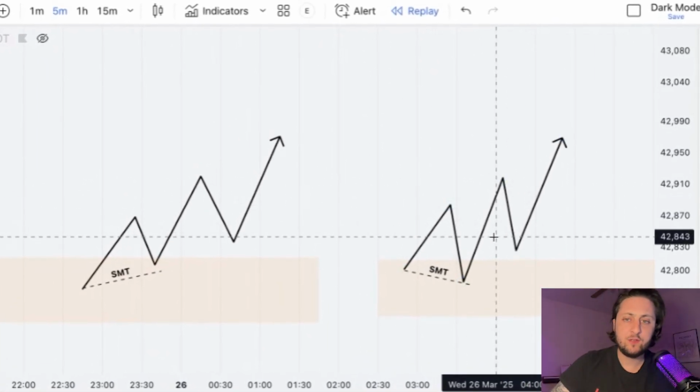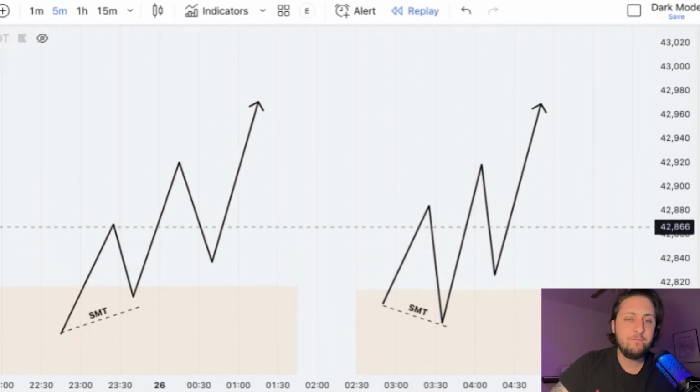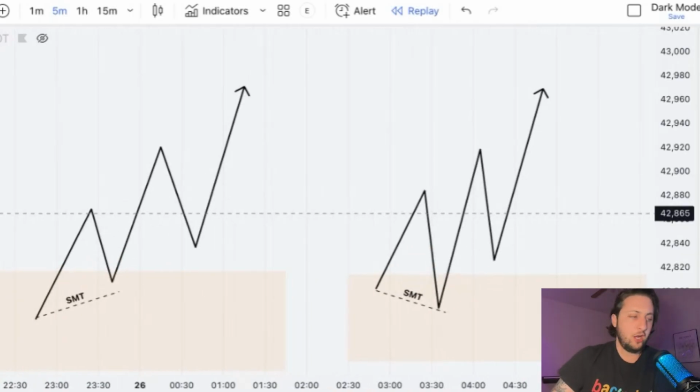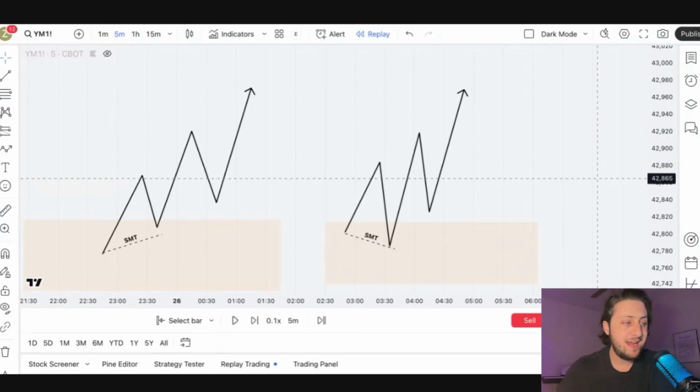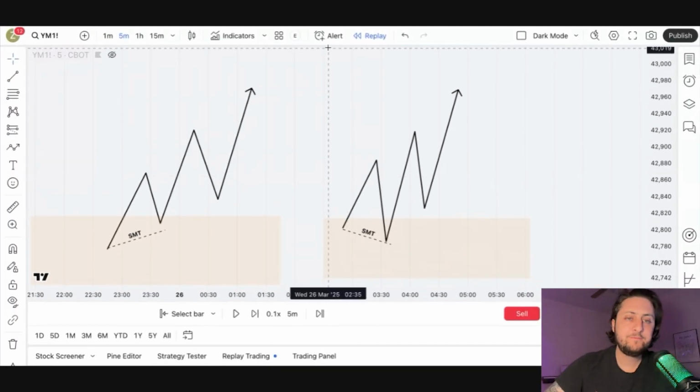So let's get into some real life examples. And one more thing, obviously, this is not a trading strategy by itself, right? It helps you spot reversals, but you still need an entry signal. You need an entry system. And for me, we're going to go over my model using SMT.